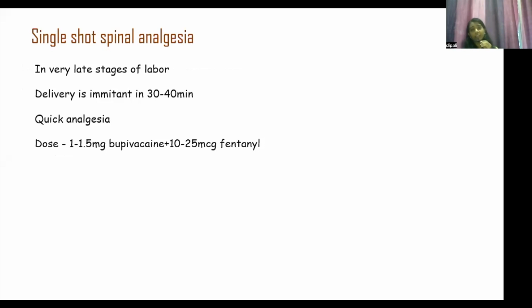Single shot spinal analgesia is useful in late stages of labor where delivery is imminent in 30 to 40 minutes. So it is going to provide quick analgesia, and the dose that we are giving through the spinal is 1 to 1.5 milligram of bupivacaine with 10 to 25 microgram of fentanyl.